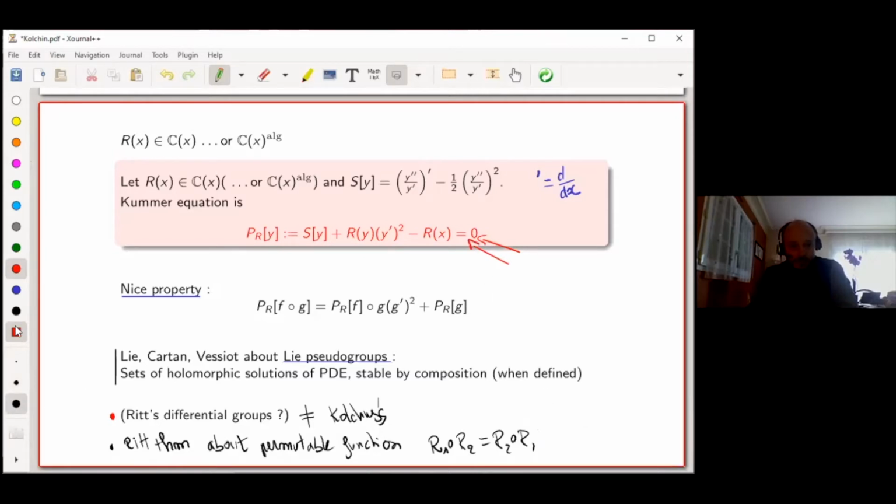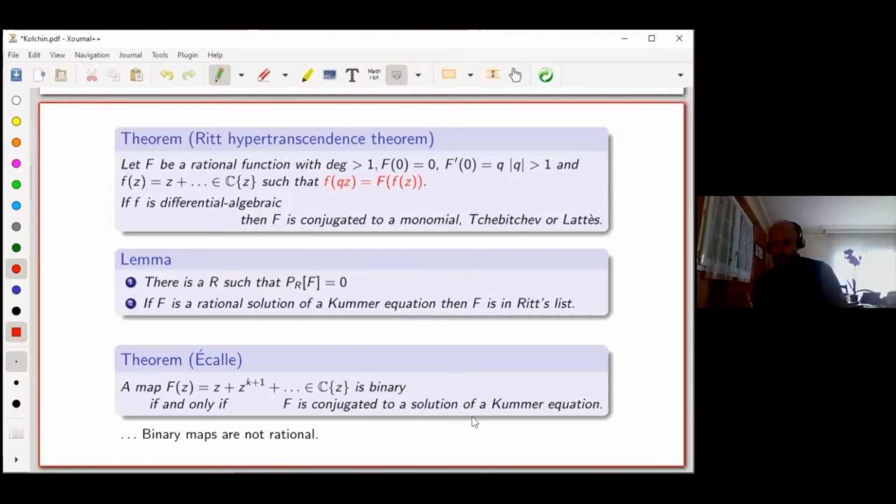I don't understand this paper, so I cannot say more about that, but there is a third work of Ritt where this equation appears. It is known as Ritt's transcendency theorem. It is about a solution of a q-difference equation, the red equation here, and the fact that solutions of this equation usually do not satisfy any differential algebraic equation.